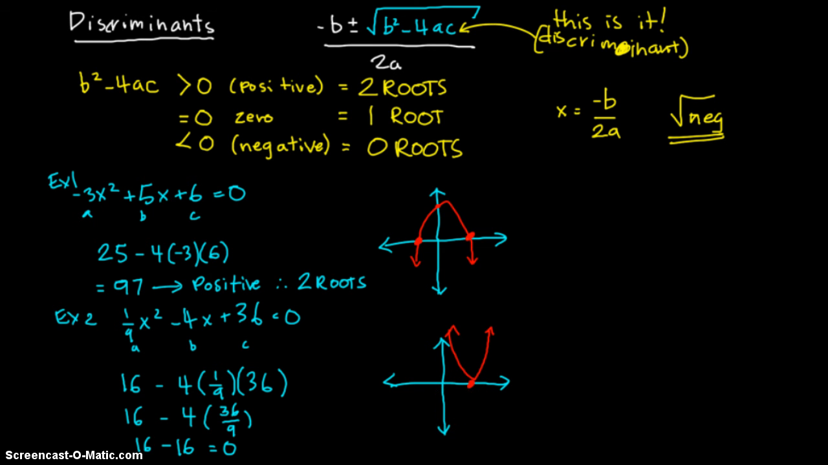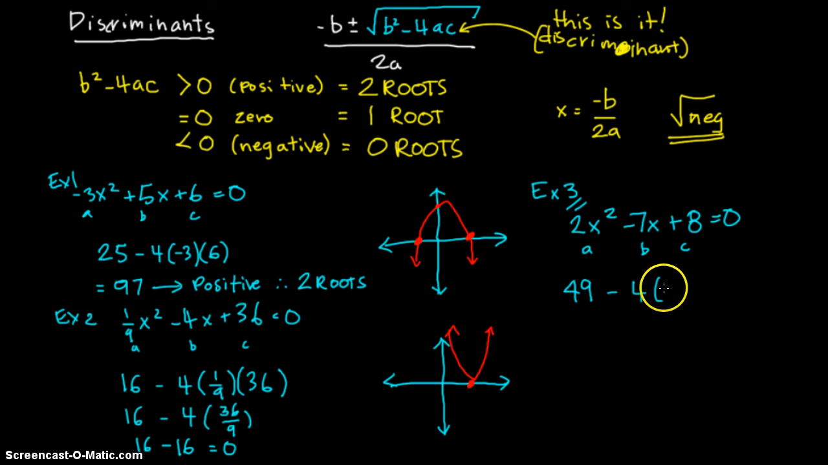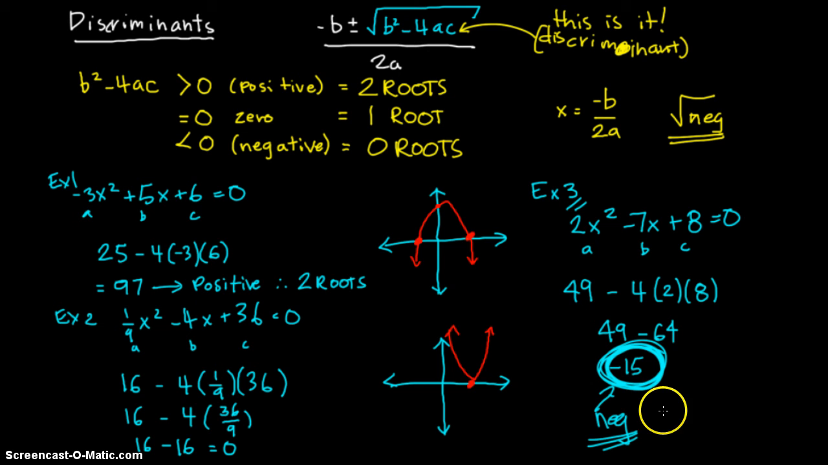Okay, last one, because of course I said there's 3 possibilities. Guess what this one's going to be? Yes, it's going to be the awesome no solution. Well, let me prove it anyway. 2x squared minus 7x plus 8 equals 0. Okay, so let's do it. This is my A, this is my B, this is my C. B squared, 49, minus 4 times A, that's 2, times C, that's 8. 2 times 4, that's 64. So I'm going to have 49 minus 64, that is minus 15. This is negative.